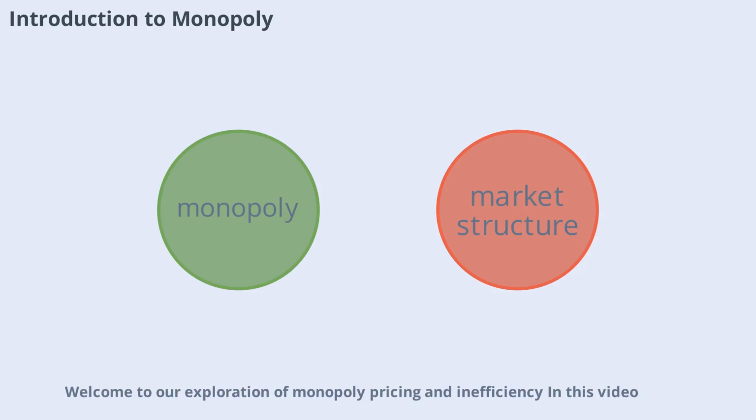Welcome to our exploration of monopoly pricing and inefficiency. In this video, we'll break down how a single-price monopoly operates compared to a competitive market, and why this difference leads to welfare loss. Understanding these concepts is crucial for grasping the broader impacts monopolies have on consumers, producers, and overall economic welfare. Let's begin by defining what a monopoly is, and how it differs from a competitive market structure.